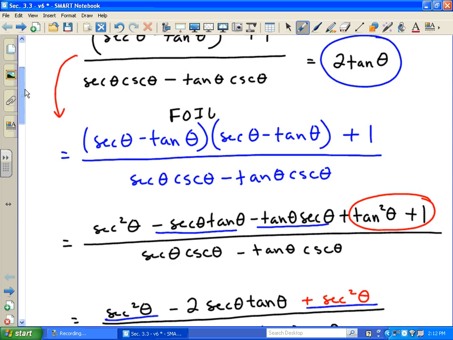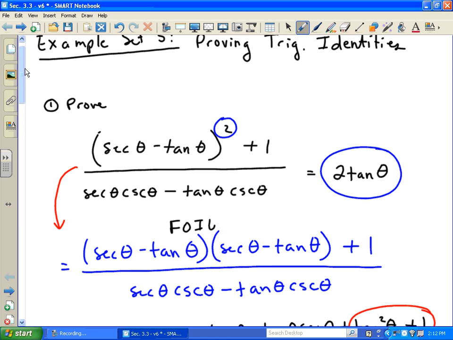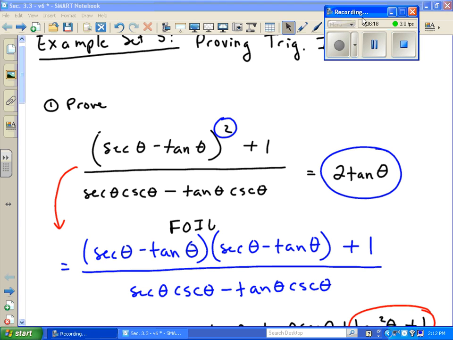Going back up to the top, I wanted to show that the left-hand side was equal to 2 tangent of theta, and that is what I've done. This concludes this lesson on proving trig identity.